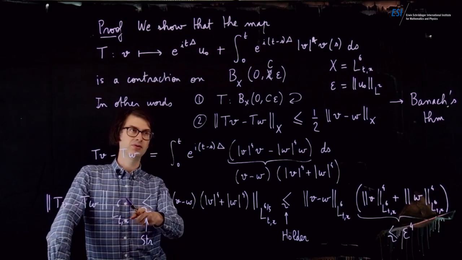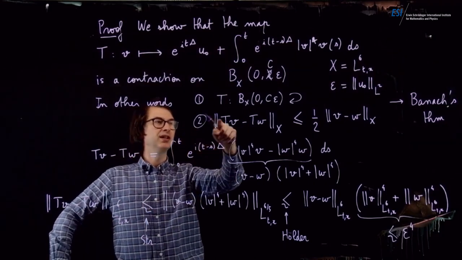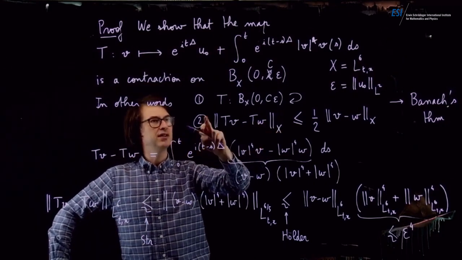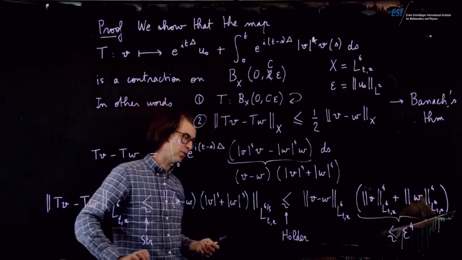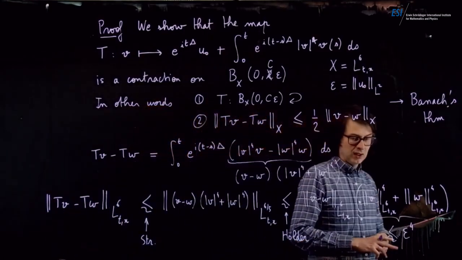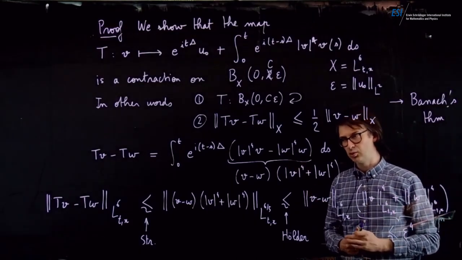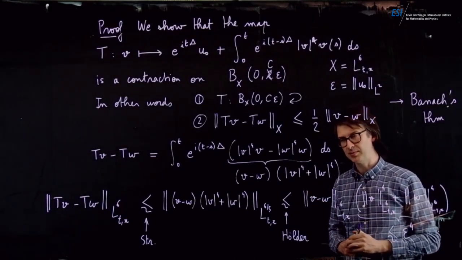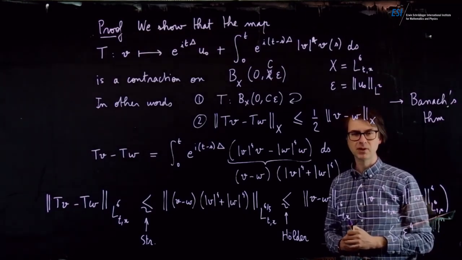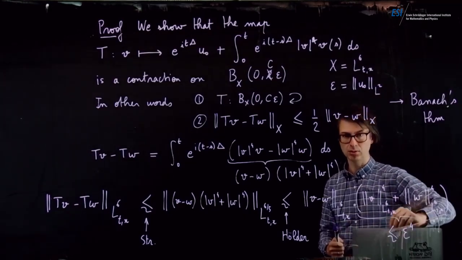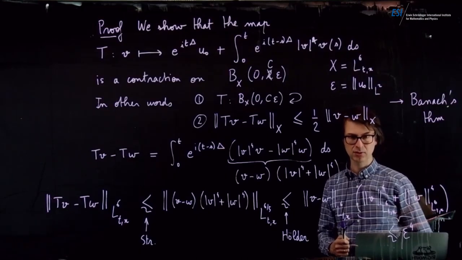So this was proving the contraction part. Then you need to show that T maps the ball to itself. It's not very hard. It's the same order of ideas. So I will skip that. Do you guys have any questions?